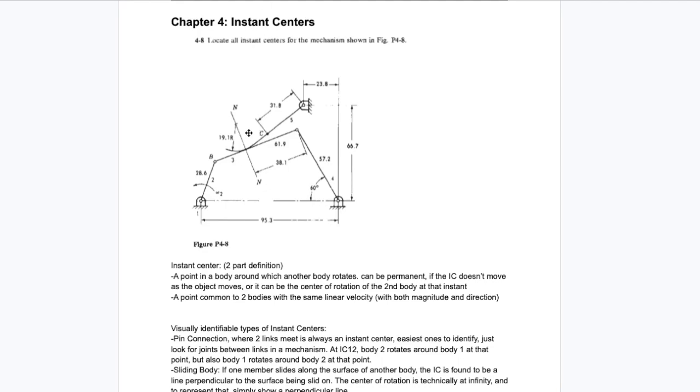Why is this the Kennedy theorem? It's because Kennedy theorem says that any three instance centers of 3 links are going to lie on a line. So that's why it has to be on the same line as these 3, because these 3 links are going to have instance centers, and it's also going to have to lie on this line, because those 3 are instance centers of 3 separate links. And so that's how the Kennedy theorem operates.